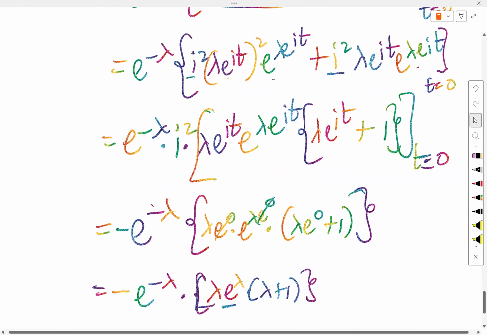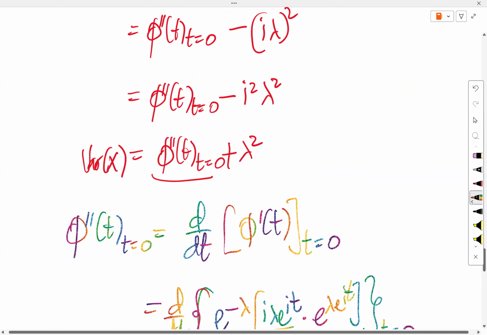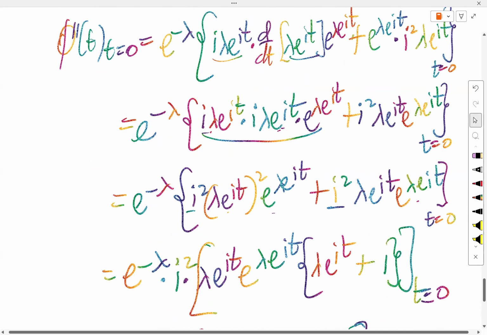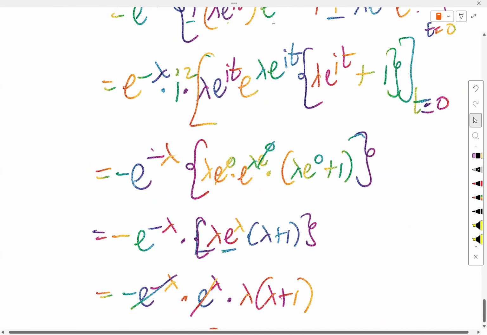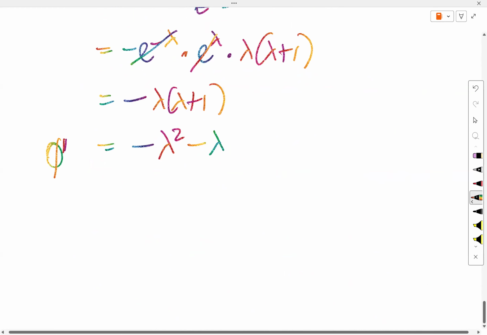But don't forget, this is part of the big deal. So variance, we remember where we're coming from. So remember that this now is still phi prime prime evaluated at t equals 0. So this is phi prime prime of t evaluated at t equals 0.